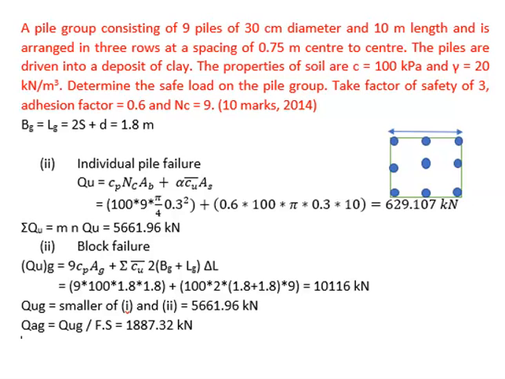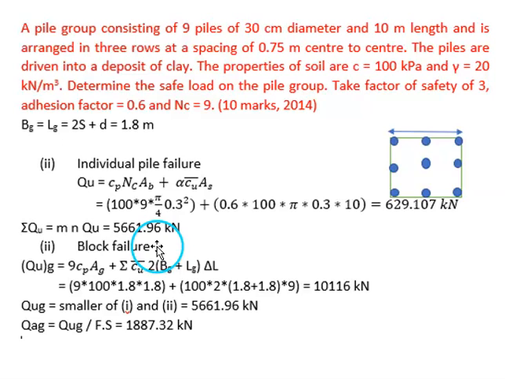Next example: a pile group consisting of 9 piles, 30 cm diameter and 10 meter length, arranged in 3 rows at a spacing of 0.75 meters center to center. The piles are driven into a deposit of clay. The properties of soil are C equal to 100 kPa, gamma equal to 20 kN per meter cube. Determine the safe load on the pile group. Take factor of safety of 3, adhesion factor 0.6 and Nc value 9.